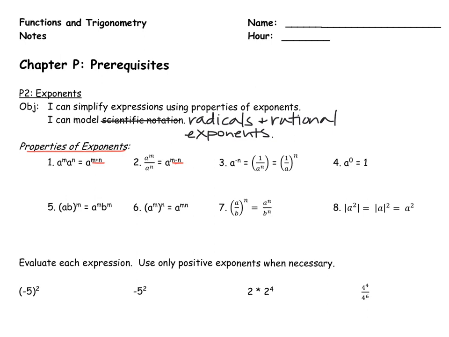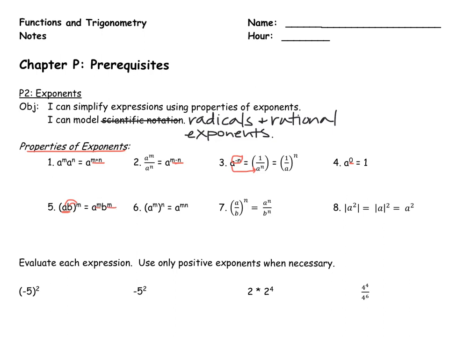Property 3 is when you have a negative exponent, you take the entire base and find its reciprocal, putting it in the denominator. That makes the exponent positive. 4 is an easy one. Anything that has an exponent of 0 equals 1. 5 is kind of like a distributive property. If you have 2 parts in your base with the same exponent, you can distribute the exponent to both of them.